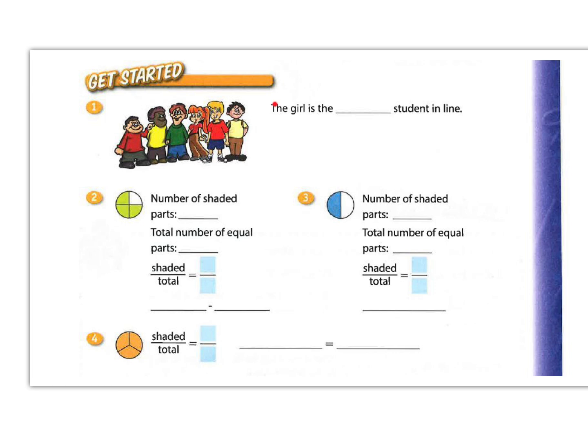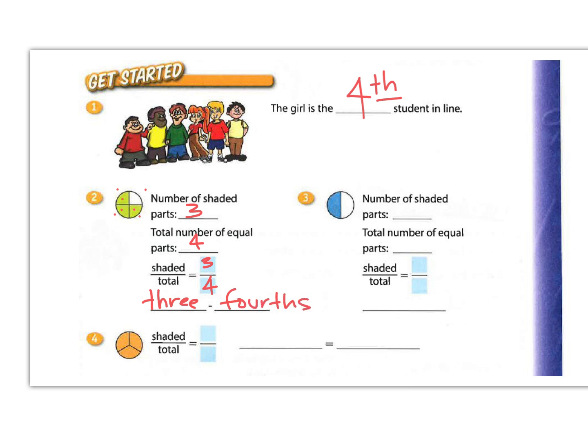All right, so let's look at some examples. The girl is the blank student in line. So we have 1, 2, 3, 4. She's the 4th student. All right, let's look at these examples. Number 2, the number of parts that are shaded. So if we look at number 2, we have 1, 2, 3 parts that are shaded. And then the total number of equal parts, there are 1, 2, 3, 4 equal parts. So 3 out of 4, or 3/4, is shaded. So we would say 3/4.